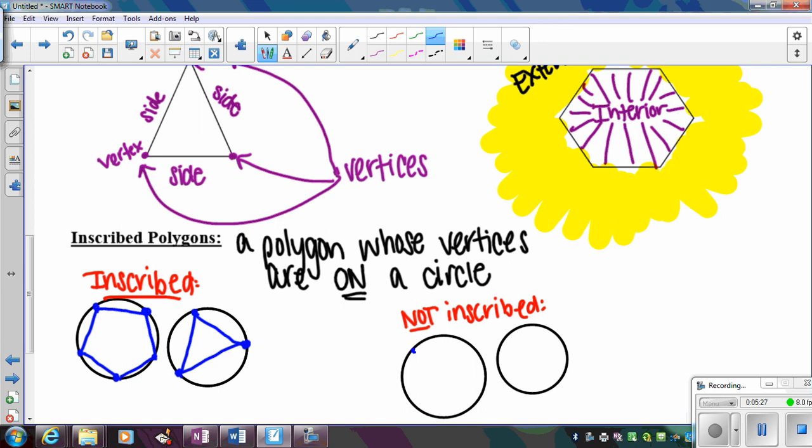So an example of something that's not inscribed would be something like this, where my one vertex here, so this vertex in red, is what's preventing that polygon from being inscribed, because that vertex is not on the circle. So another example would be something, again, it's very similar.